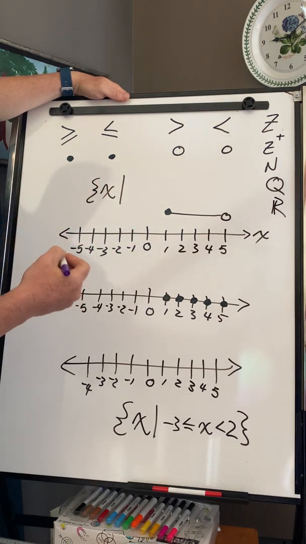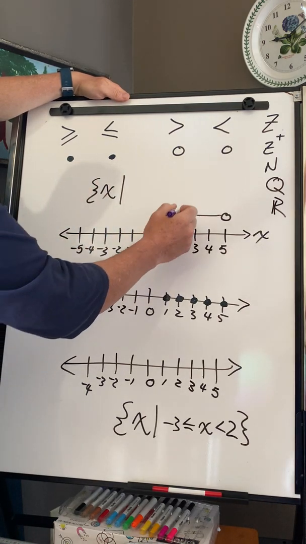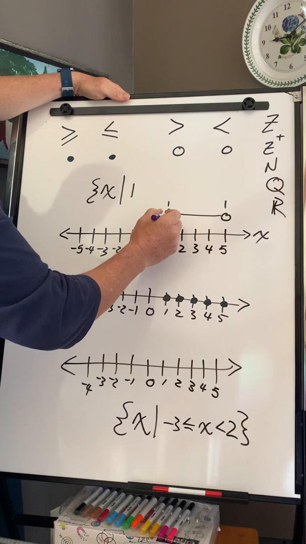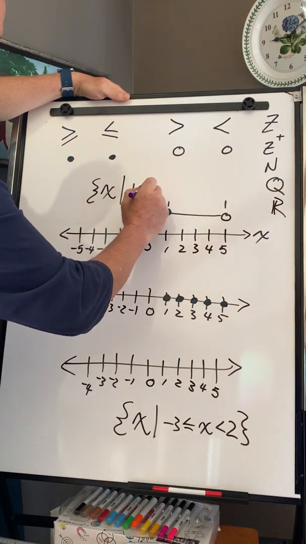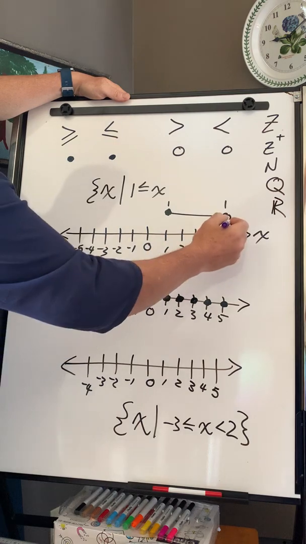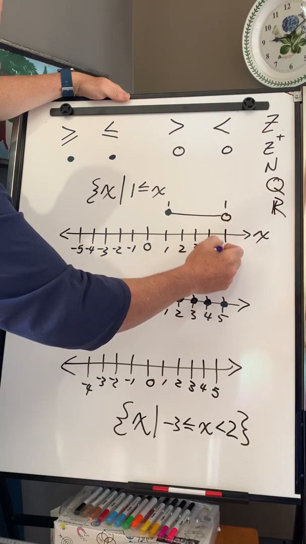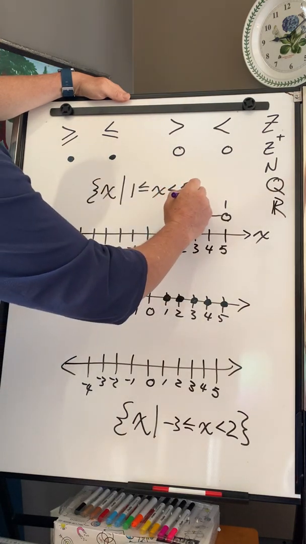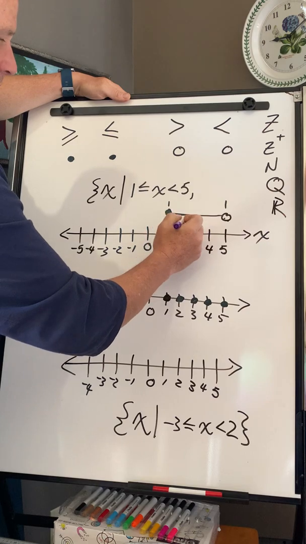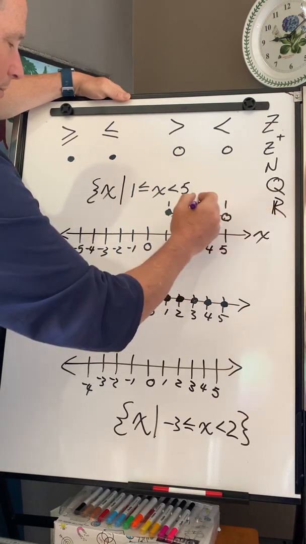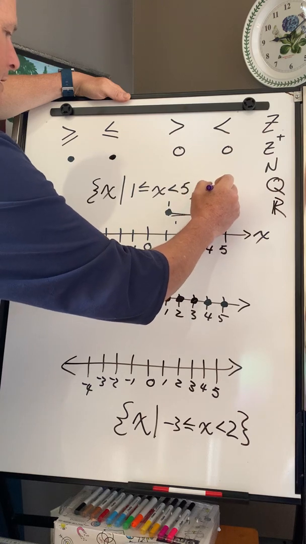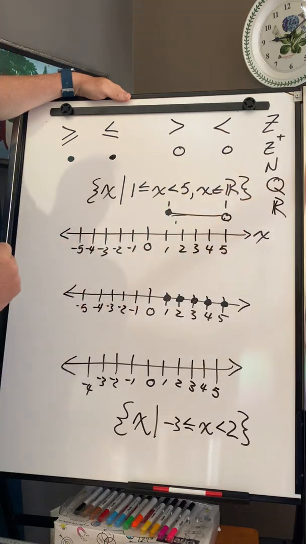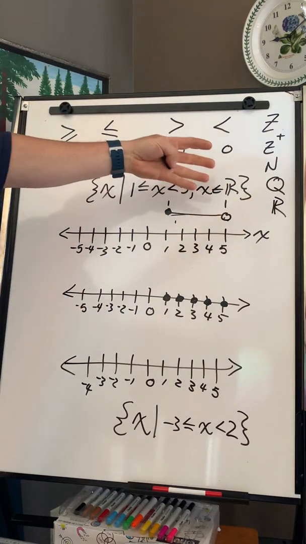And what we're talking about is our limitations. Well, these are all the possible values of X. So 1, solid dot, is less than or equal to X, hollow dot at 5, so it's less than 5, and it's a solid line, which means I can include all the decimals and everything else, which means I have real numbers. So X is an element of the set R. So that's the first one.